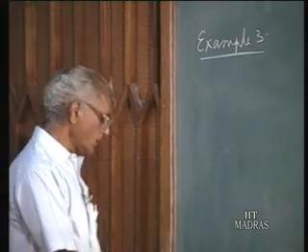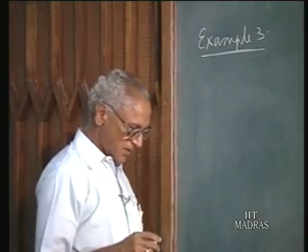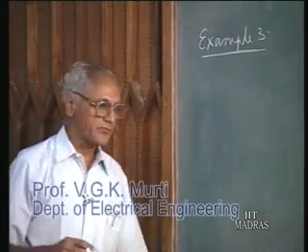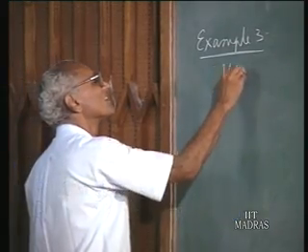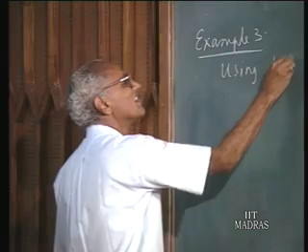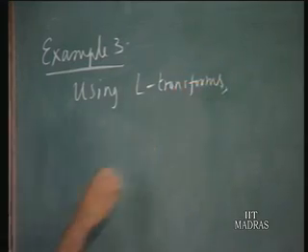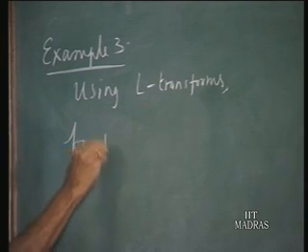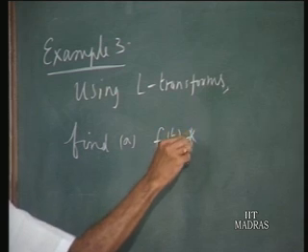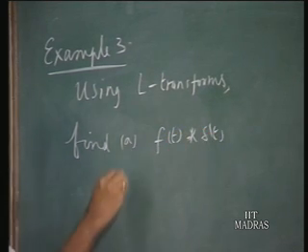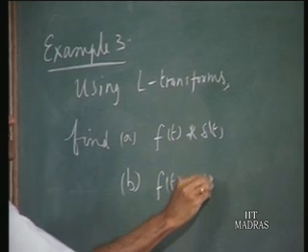As a third example, let us consider the convolution of a function of time with a delta function or a unit step function. So using Laplace transforms, find what these functions amount to. A: f(t) convolved with delta(t), first. B: f(t) convolved with u(t).